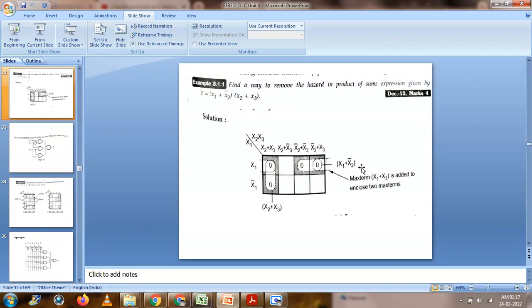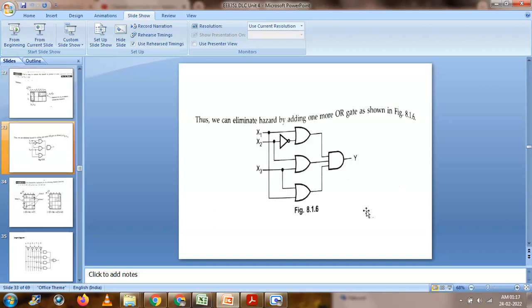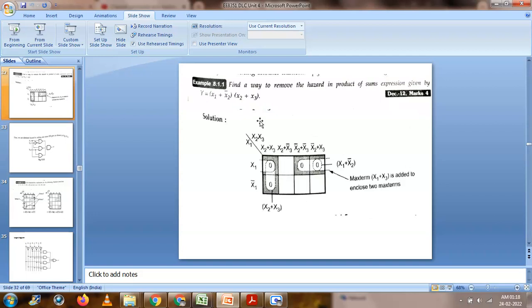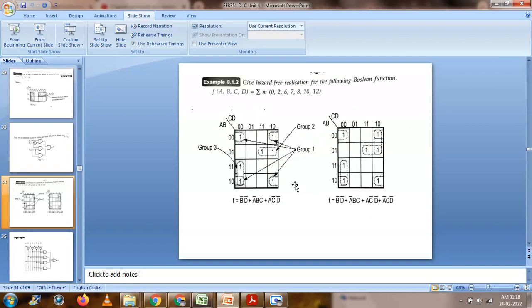So they added an extra term, this is one term and this is the other term, and here also they added an extra term. Extra term means they put in an extra OR gate, because this is a product of sums. Already two OR gates are there, so they just added one extra OR gate. So for eliminating the hazard, they add one more OR gate, and based on that they eliminate hazards.